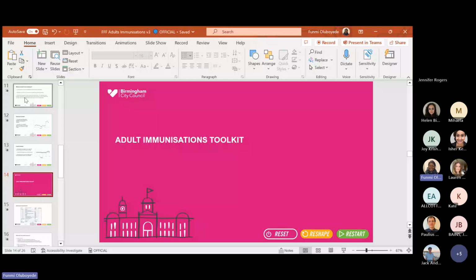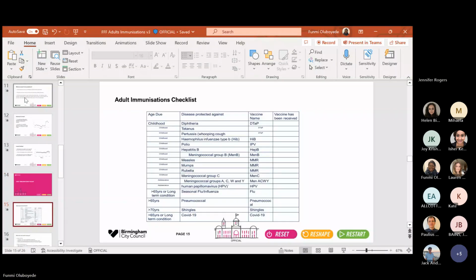So the adult immunizations toolkit. Here is the adult immunizations checklist, and it is a list of all the vaccinations that were due in childhood that can still be had in adulthood. And then at the bottom of the childhood and adolescent list are those vaccinations for those who are 65 and over.